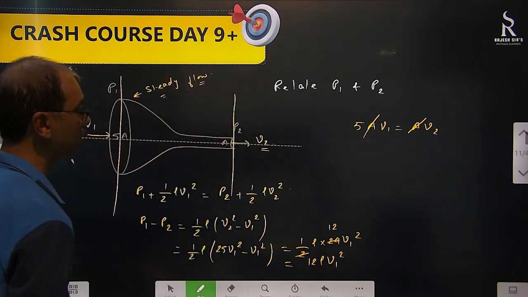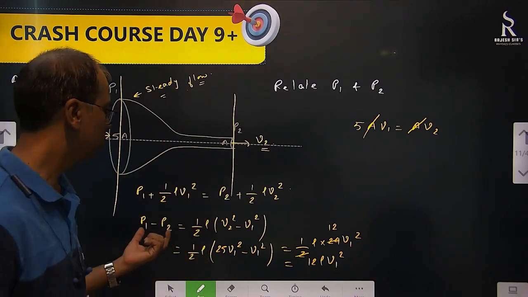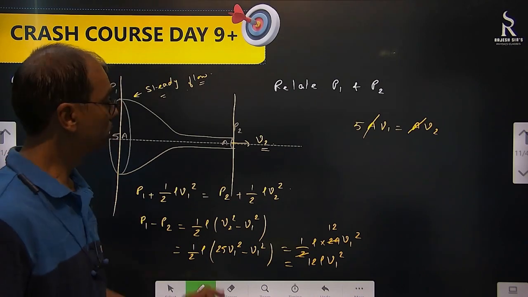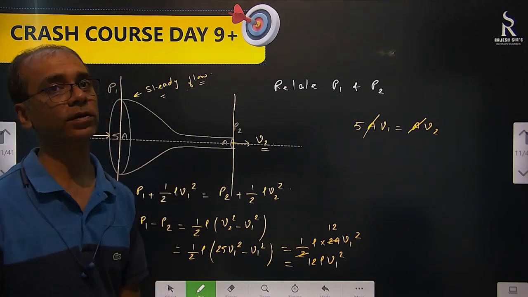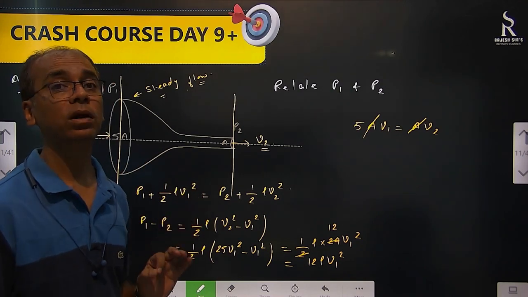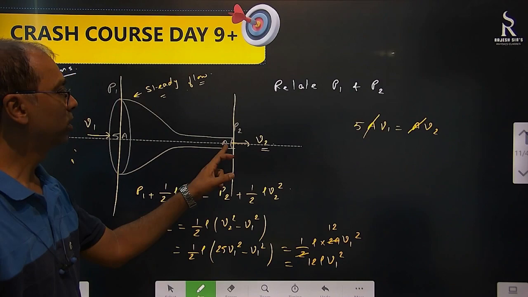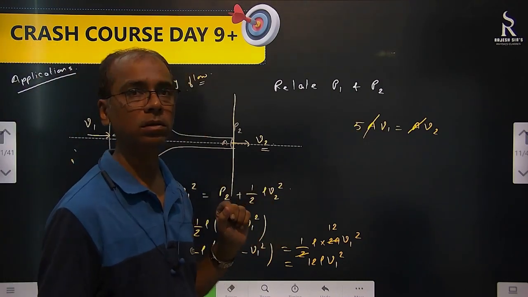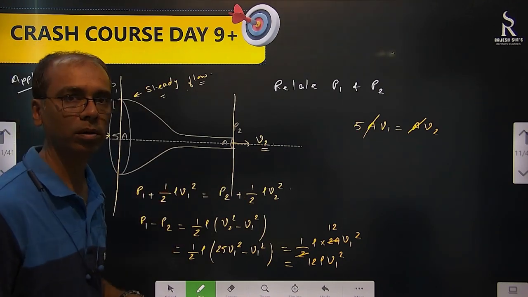And P1 is greater than P2. We know this obviously because the flow is like this. The answer is also coming P1 minus P2 is positive. This way we can apply Bernoulli's theorem to find the pressure difference at two points. Wherever velocity is more, pressure will be less. Here velocity is more, V2 equals 5V1, so here pressure is less. Where velocity is less, pressure is more.